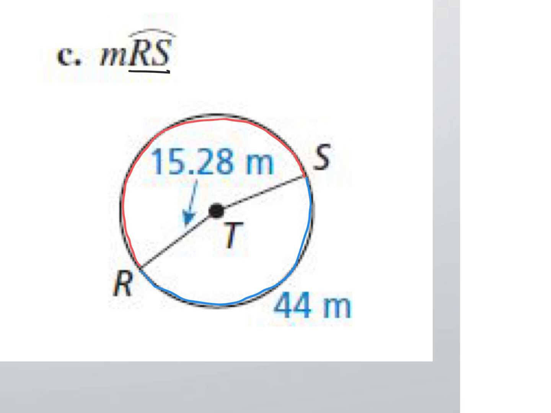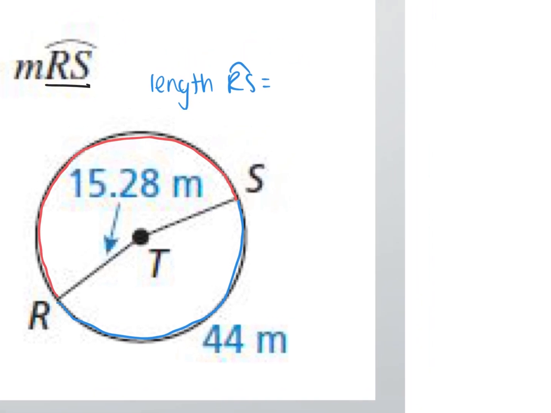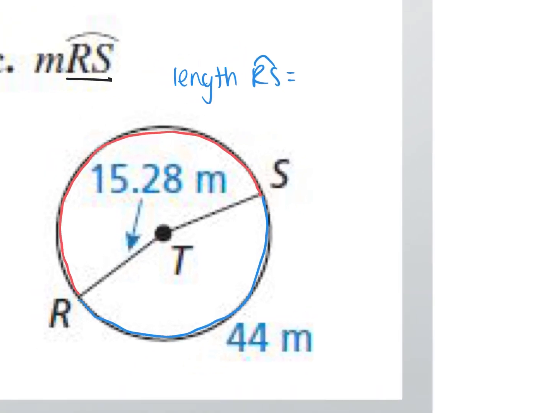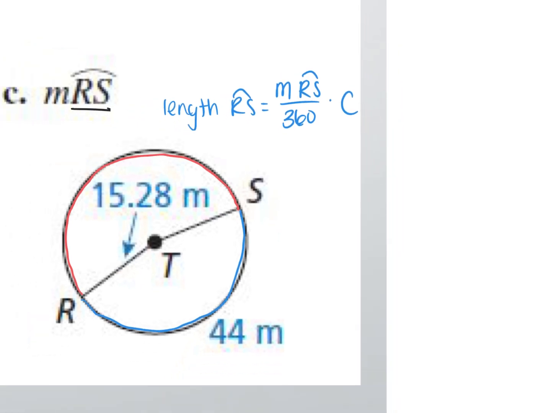The notation absolutely matters. So if we're finding the length of RS, we're going to put length of RS, the arc. It's equal to what? What's the formula? Yep. The measure of RS divided by 360 times C. Okay? Very good. And in this case, guys, we are looking for the measure of RS, so we're going to have to solve for this variable. Okay?